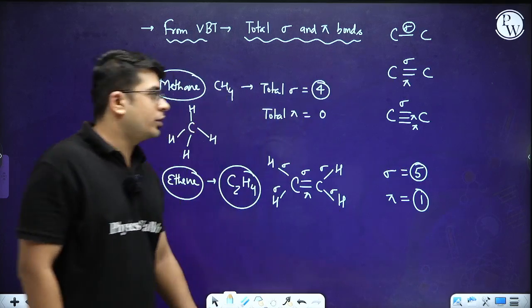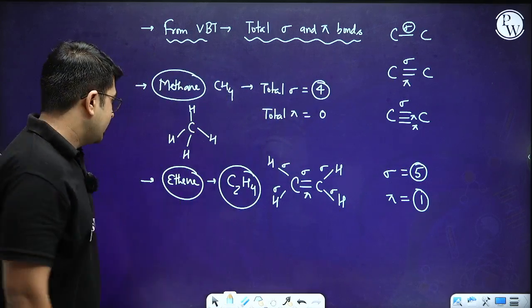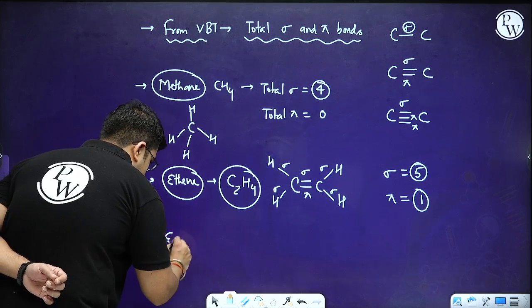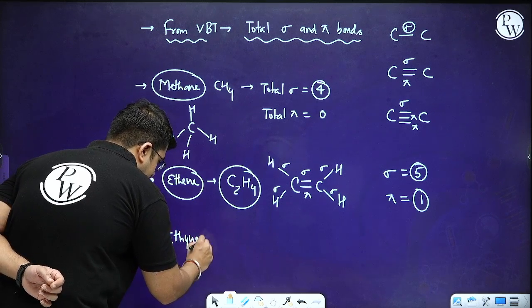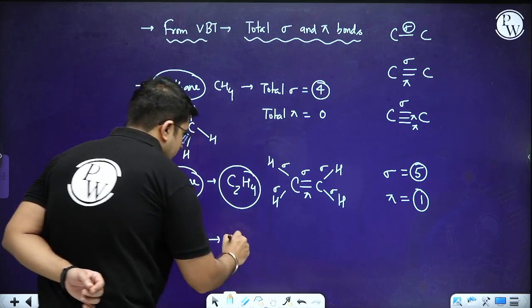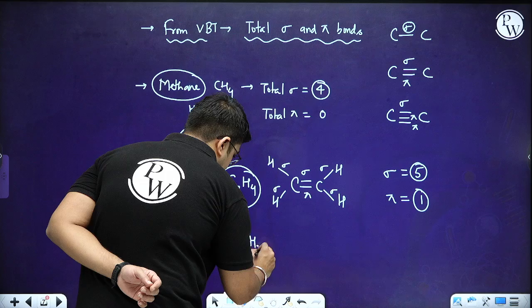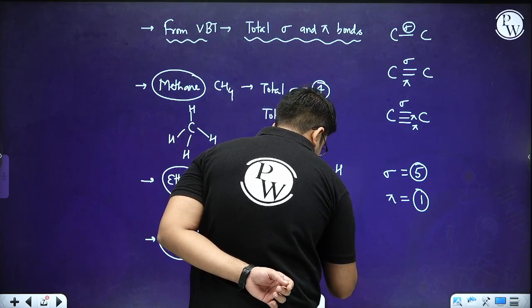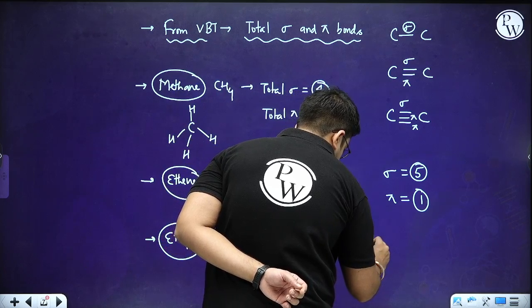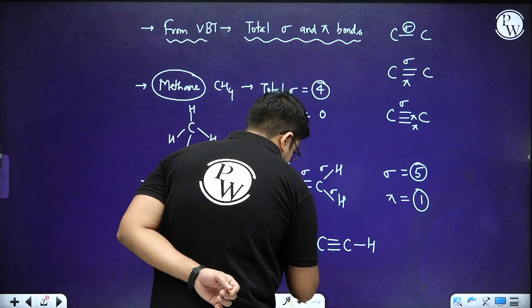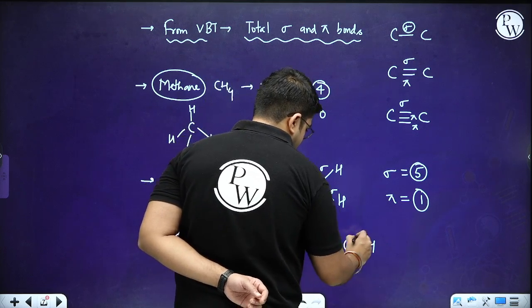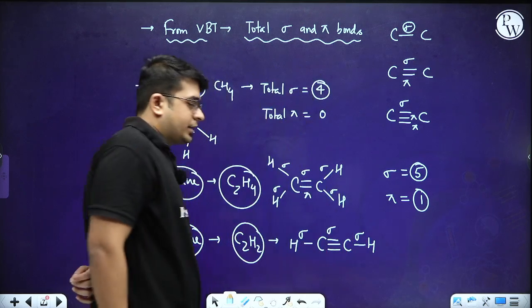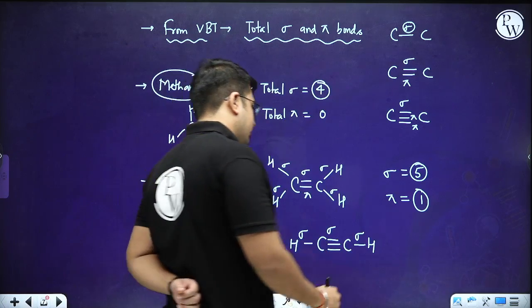Only one pi bond is present in this particular case. In the same way, if I talk about the next part, which is ethyne, that is C2H2. So in this particular case, you can say we have C triple bond C, then H as well as H. So one sigma and one sigma. Rest two are pi bonds in the multiple bond formation.